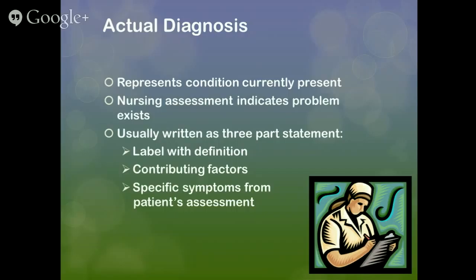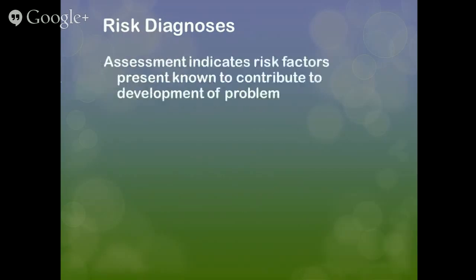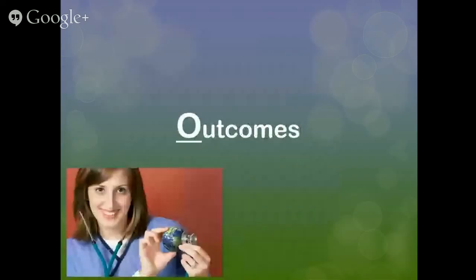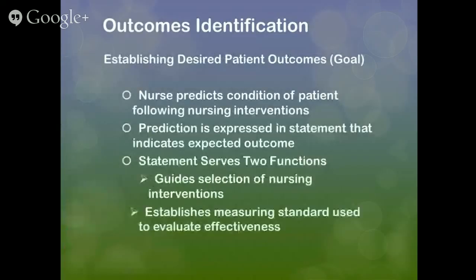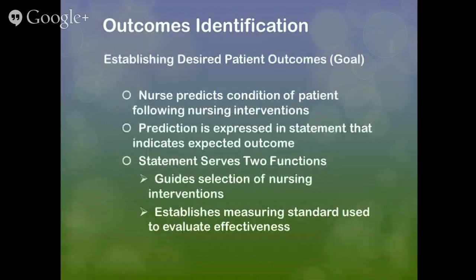When we look at outcomes, these are our goals. This is what we want to see happen with our patient. Our outcomes or goals are patient-directed. They are patient-specific. So if you see a question on Wednesday that says an outcome statement, and it says the nurse as the first part of it, it is wrong. Your outcome statement must say the patient.